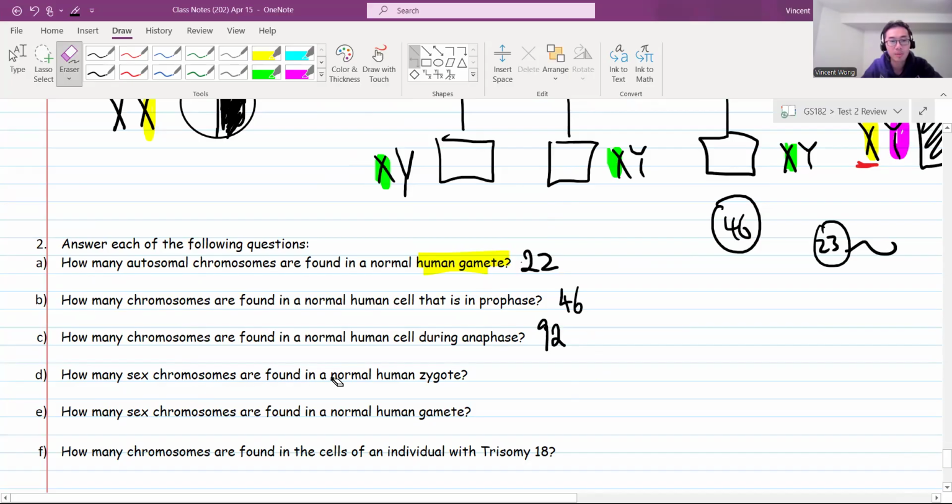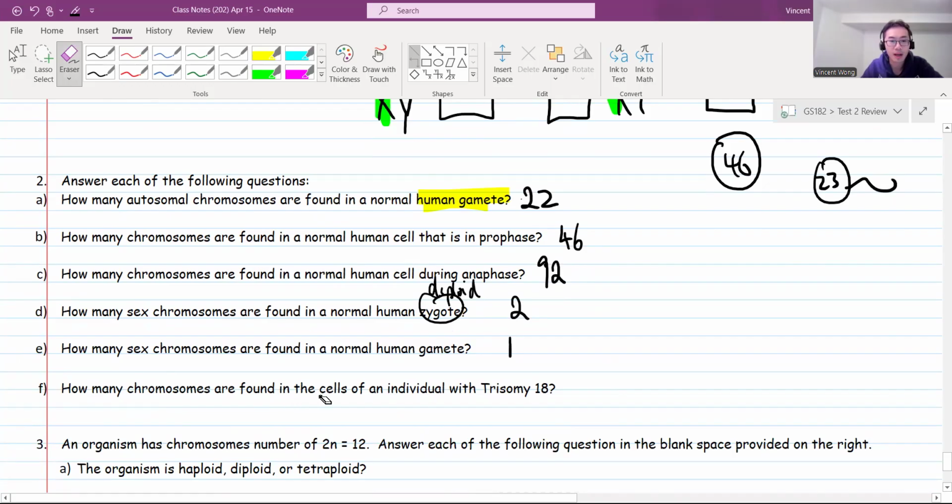How many sex chromosomes are found in a normal human zygote? Zygote is the thing you get after sperm plus egg, so it's already diploid. In the diploid cell, 2 sex chromosomes, XX or XY. How many sex chromosomes are found in normal human gametes? Normal human gametes are haploid, meaning they can only contain X or Y, so that's just 1.